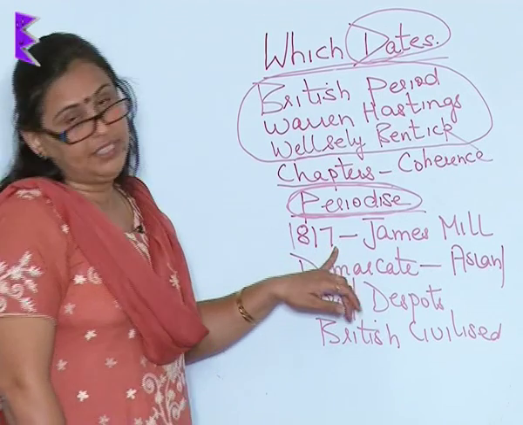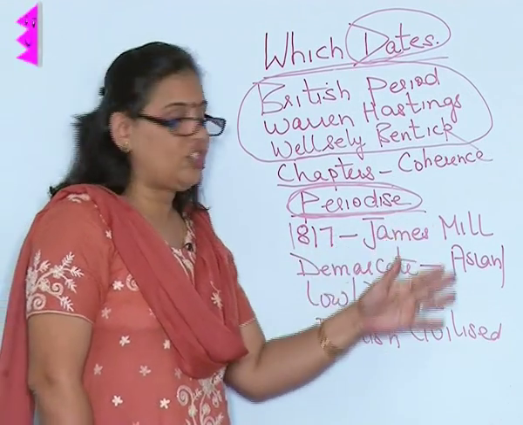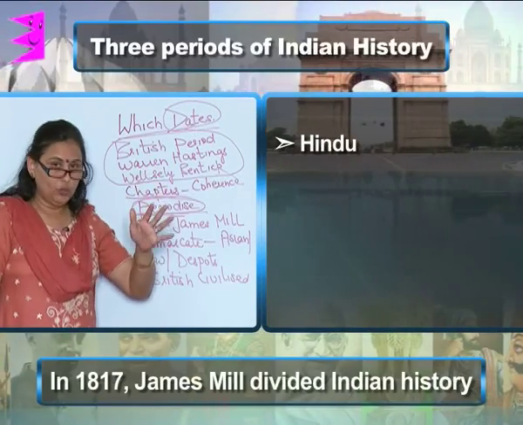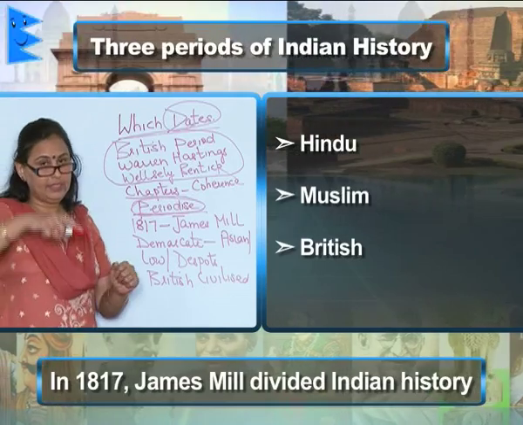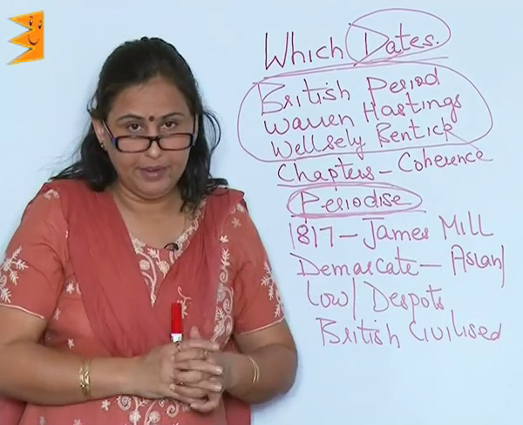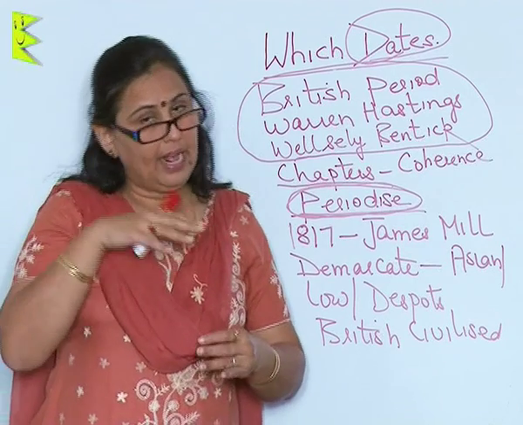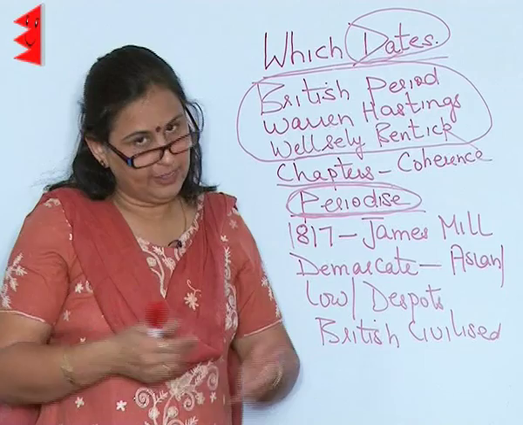In 1817, James Mill divided Indian history into Hindu, Muslim, and British periods. That is, ancient India he termed as the Hindu period, the middle period as the Muslim period, and the British period as British.